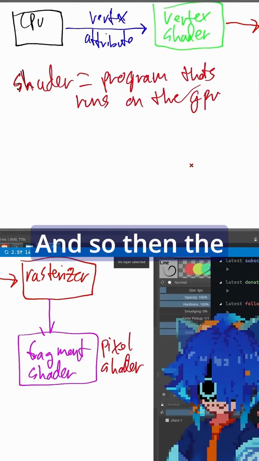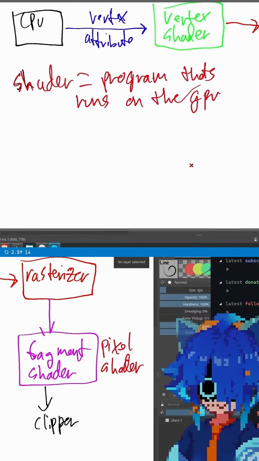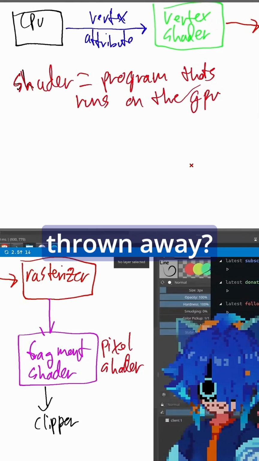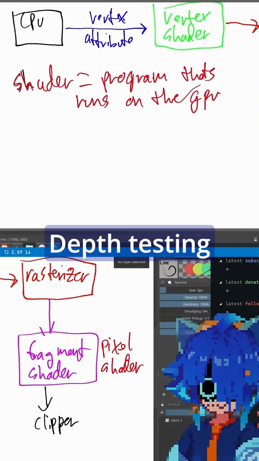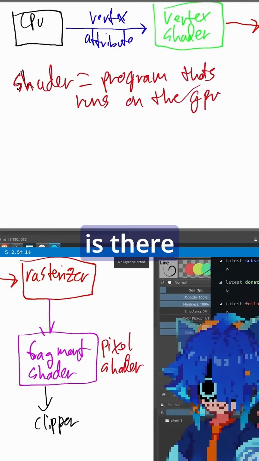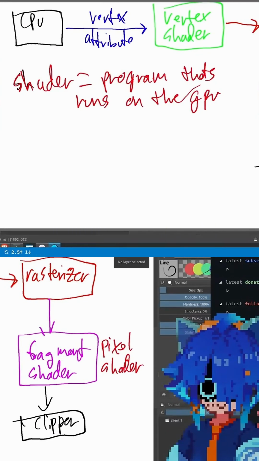And so then the results of the fragment shader are handed off to the clipper, which decides, should they be thrown away? Should they be kept? Stuff like that. There's quite a few tests that happen here, like stencil testing, which is kind of weird. Depth testing: is there something else that should be drawn on top of this? And other tests. But the idea is if it fails the clipper, the fragment doesn't become part of the final pixel.